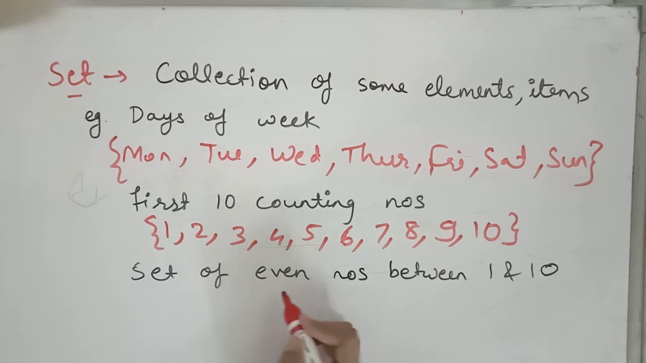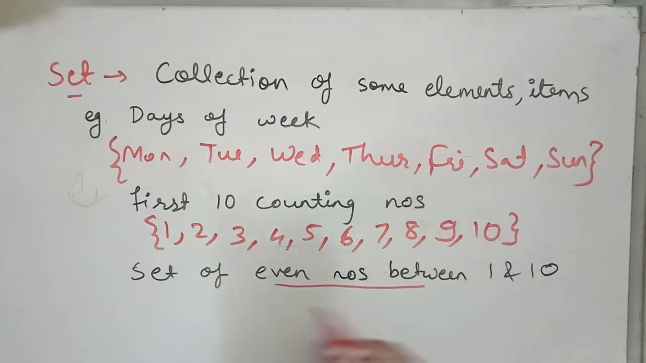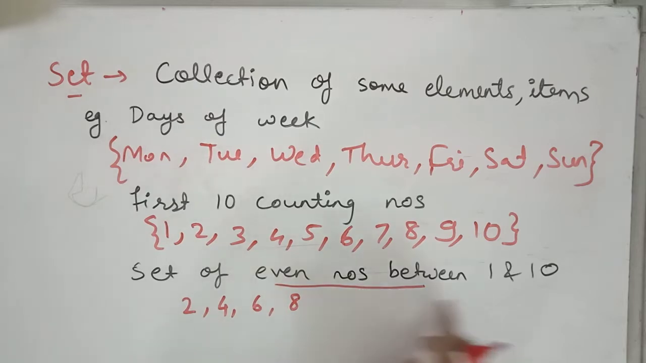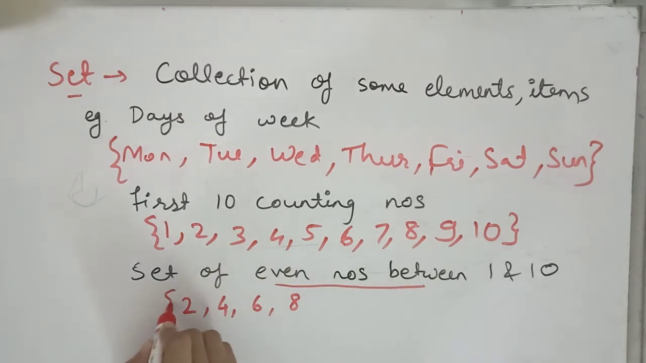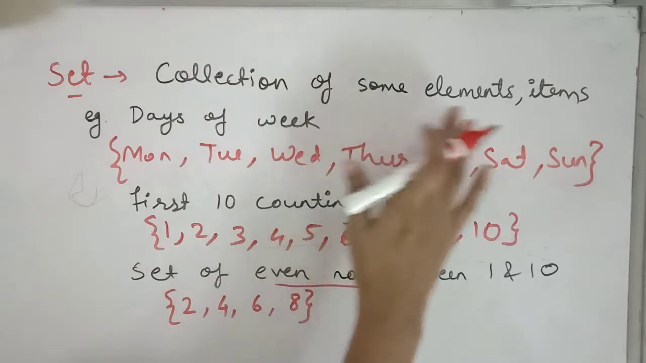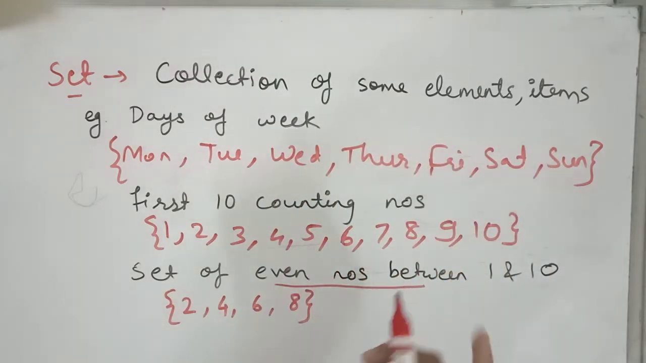Now we are given the even numbers between 1 and 10. What are the even numbers between 1 and 10? That is 2, 4, 6 and 8. These are the even numbers between 1 and 10. So this will be the set of even numbers between 1 and 10. So a set is the collection of some elements or items, but the numbers or items are not repeated.